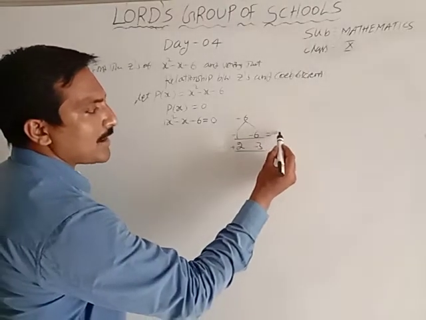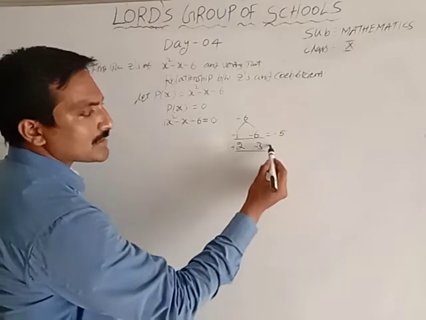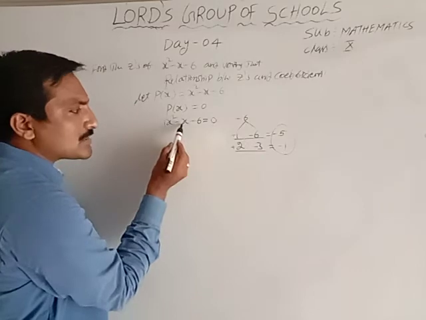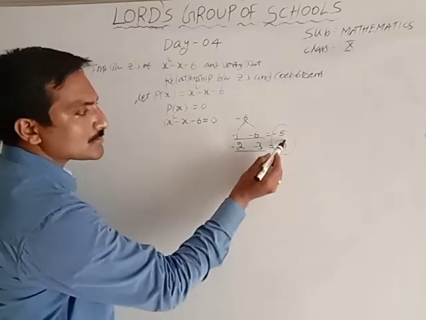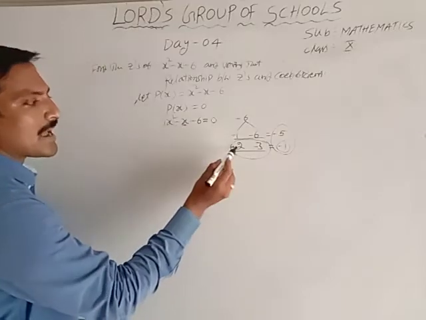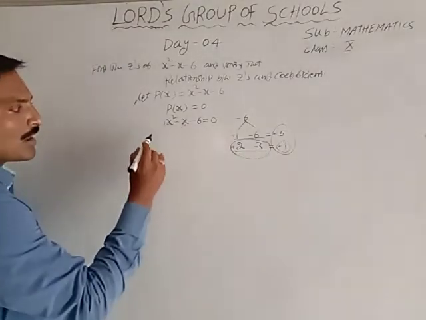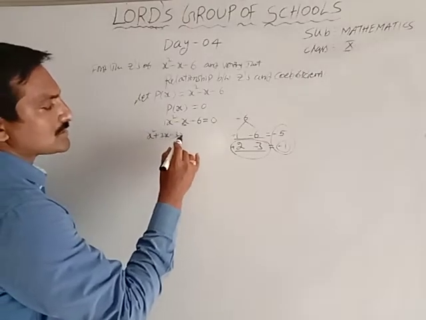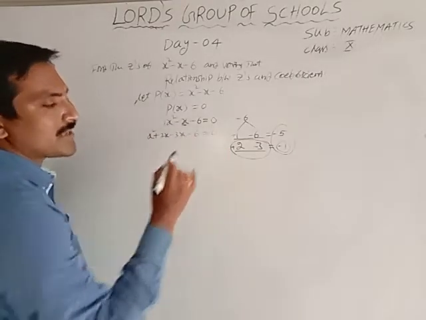Plus 1 minus 6 will get minus 5. Plus 2 minus 3 will get minus 1. Of these two results, the middle term coefficient is minus 1. So this one: the middle term is split into plus 2 and minus 3. Now x square plus 2x minus 3x minus 6 is equal to 0.